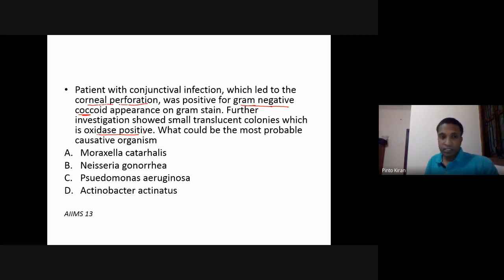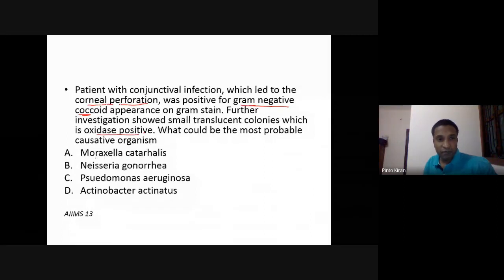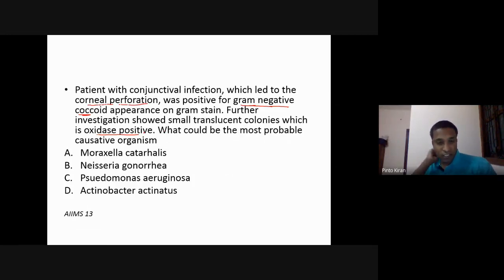The examiner is very smart. He framed the question in such a way that all organisms are oxidase positive. Whether it is Moraxella, Neisseria, or Pseudomonas, all are oxidase positive. Hope you know what you mean by oxidase positive. Anybody? See, what do you mean by oxidase positive?